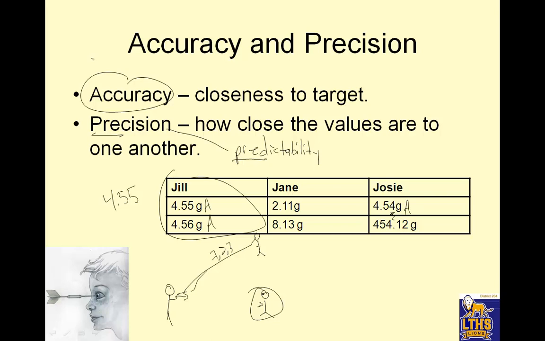This one is not accurate. I call that nah. Not accurate, nah. And not accurate, nah. Predictability, looking at these two, are they close together? If you were to do another one, could you have a good guess of what it would be? Yes, so these are precise. 2.11, 8.13, what's the next one going to be? It's not precise. You can't predict it very well. 4.54 to 454.12, that's not precise. You can't predict very well what the next one's going to be.